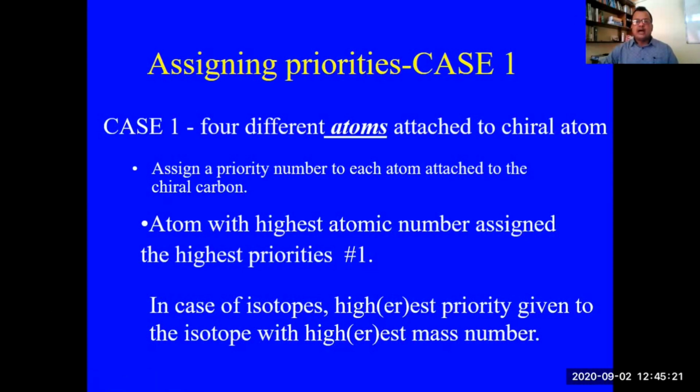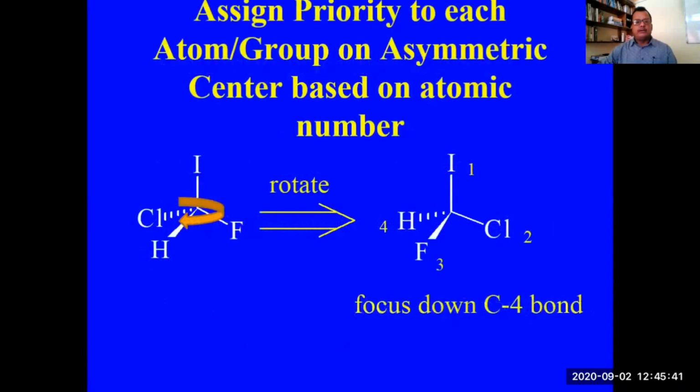The atom or group which has higher atomic number will have higher priority, and the atom which has lower atomic number will have lower priority. And if there are two atoms that are isotopes, then the atom which has higher atomic weight will have higher priority. Just look at this one. Here it is a hypothetical molecule. This is the chiral center, stereo center, asymmetric carbon. It is attached to hydrogen, chlorine, fluorine, and iodine.